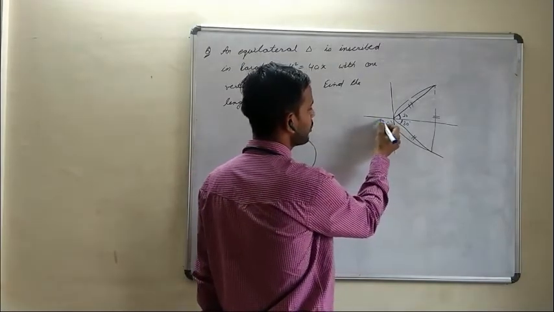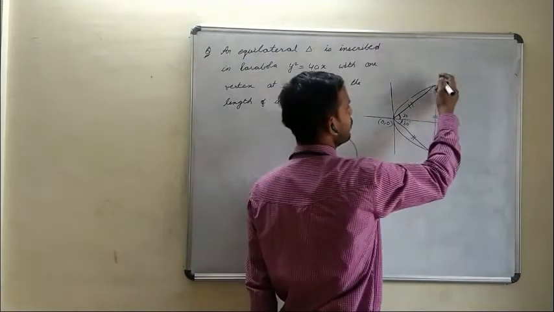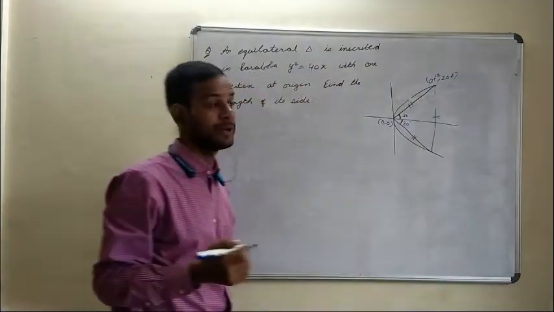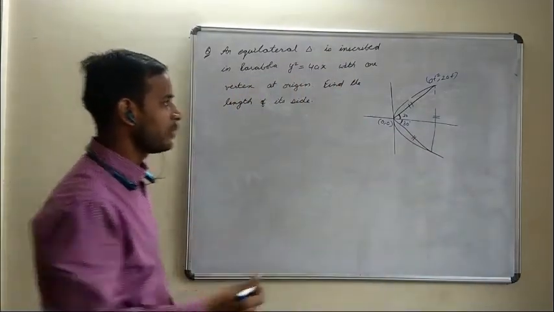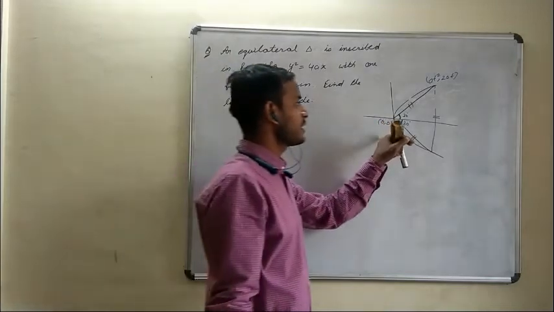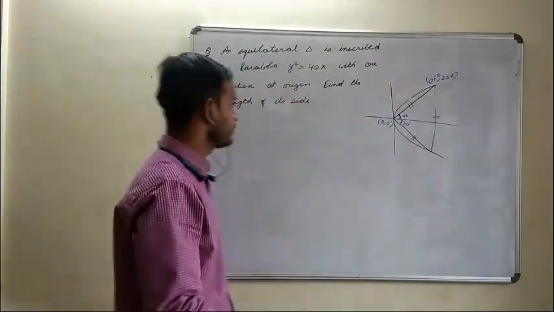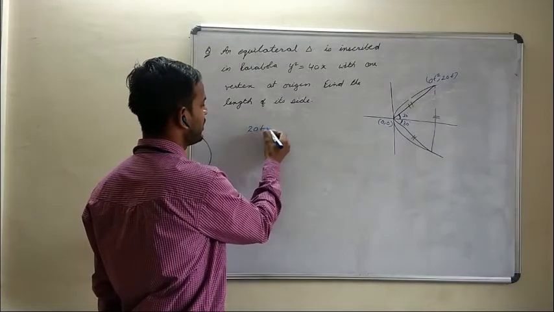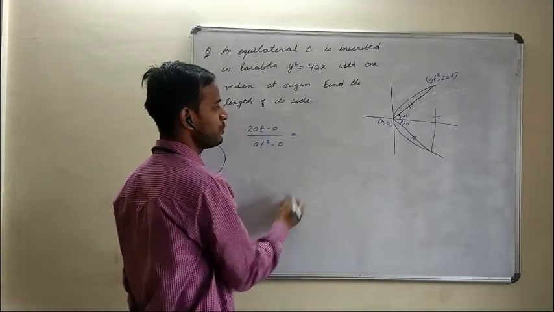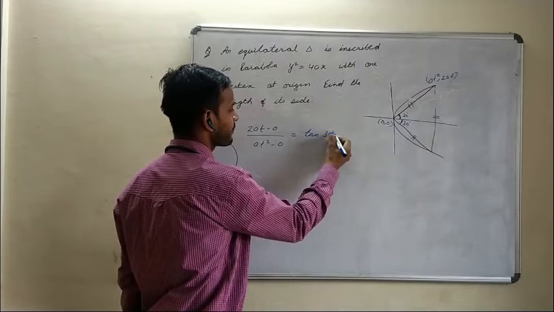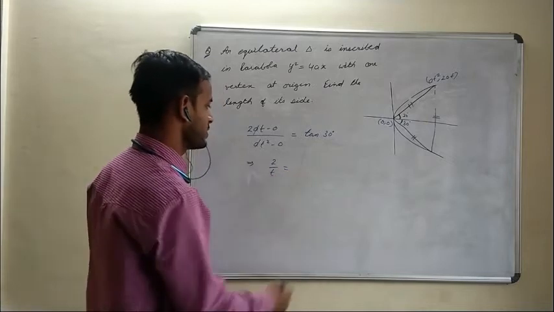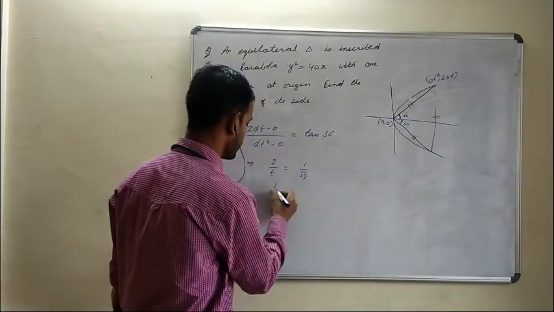Now, this point is (0, 0). Let us suppose this point to be (at square, 2at), because that's the simplest form of the point on this particular parabola. Now, the slope of this line will be tan 30, and we can also calculate the slope of this line using the two-point form. So the slope will be (2at minus 0) upon (at square minus 0), which should be equal to tan 30 degrees. So from here, a and a get cancelled, 2 upon t is equal to 1 by root 3. So t is equal to 2 root 3.